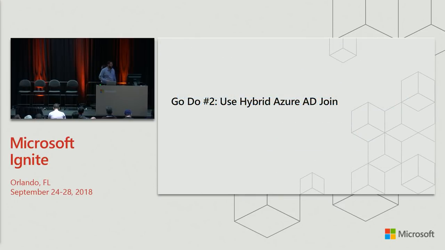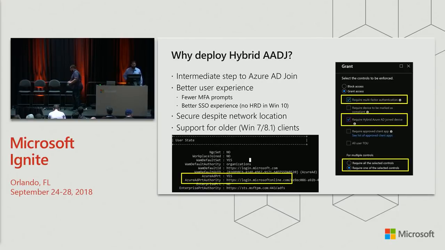Thank you. All right, so now we have legacy auth blocked. You're all finished, right? So we can jump into using hybrid Azure AD join with conditional access. So I want to talk about a couple of different things first and foremost. Deploying hybrid Azure AD join, I think, is a really good intermediate step to getting to Azure AD joined.